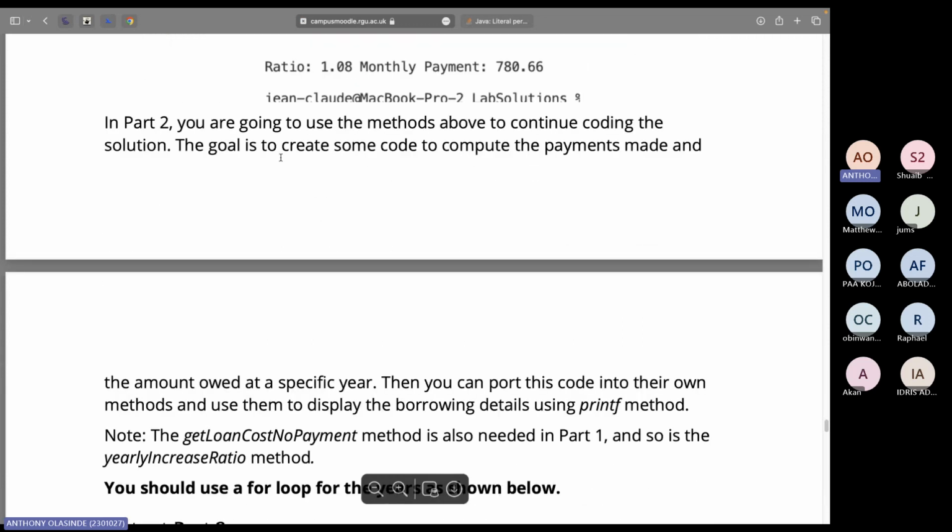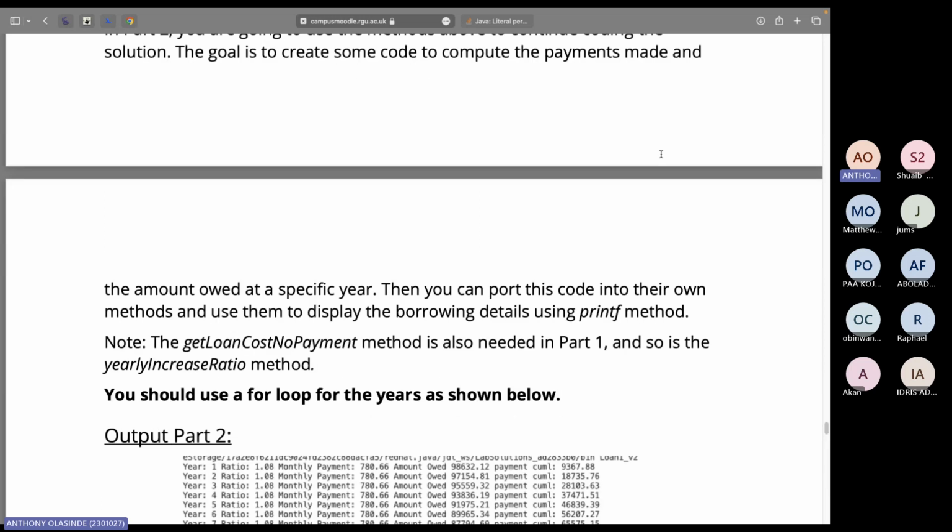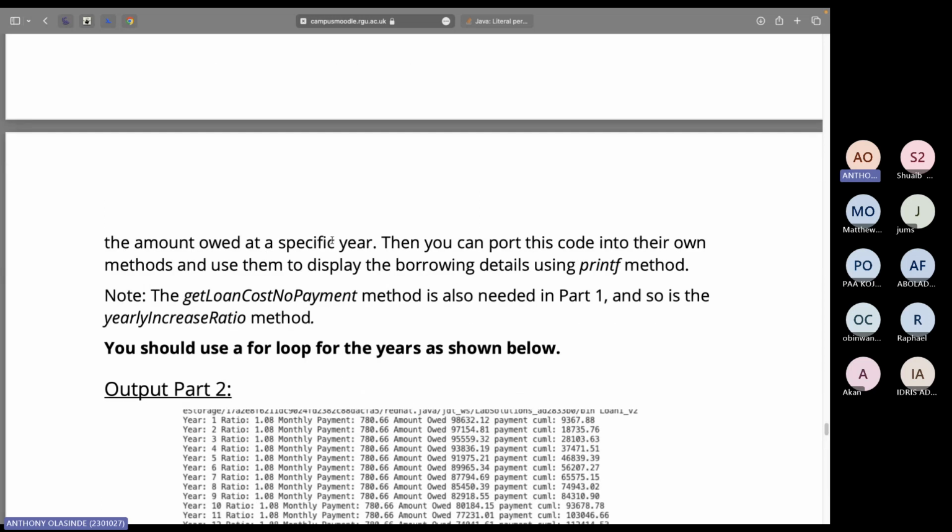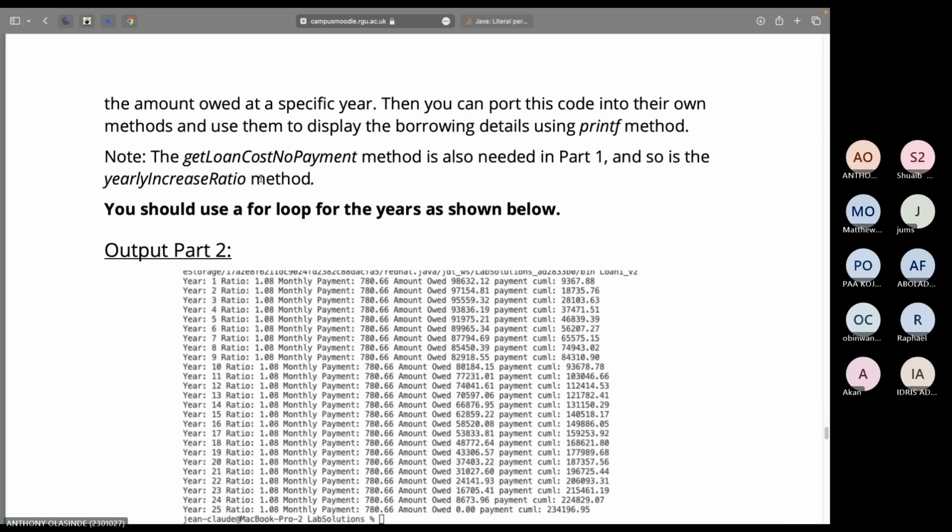In part 2, you are going to use the method above to continue coding the solution. The goal is to create some code to compute the payment made and the amount owed at a specific year. Then you can port the code into your own methods and use them to display the borrowing details using the printf method. So the get loan method is used, and so is the yearly increase ratio.